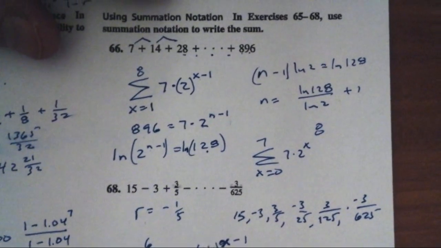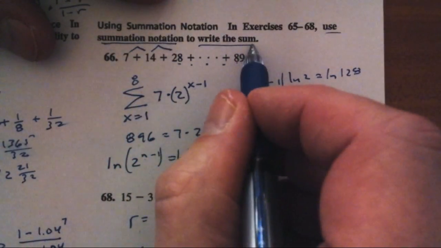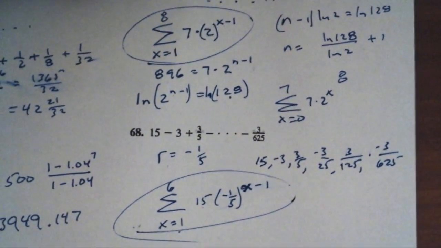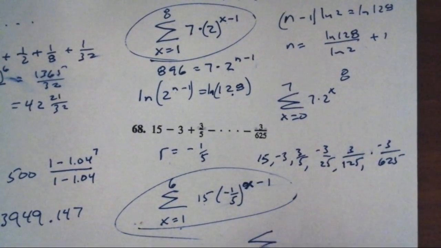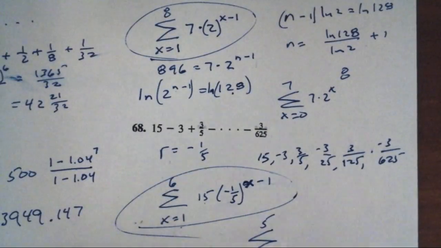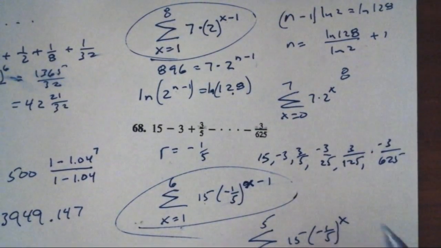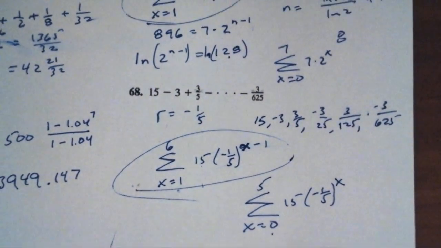Back of the book, I didn't check the back of the book. This says use summation notation to write the sum. We've written the sum. I don't believe they're even asking us to actually go through the process of finding the sum. They just want us to be able to do that. Again, this one could have been x equals 0 to just 5 instead of 1 to 6, with 15 times negative 1/5 to that plain old x. Back of the book might have it written that way rather than this way.